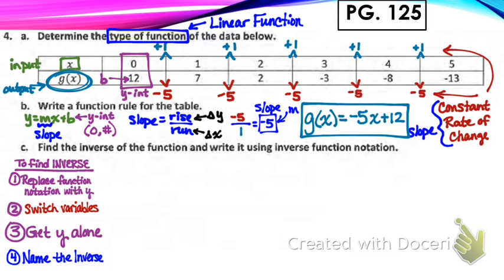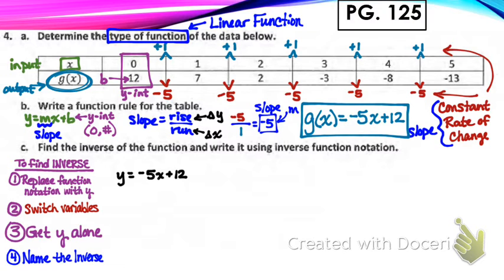What's the first thing I do when I want to find the inverse? Replace the function notation. We're going to replace that function notation. So instead of being a g of x, I'm going to write y equals -5x plus 12. Then you switch the variables. Then we switch our variables.